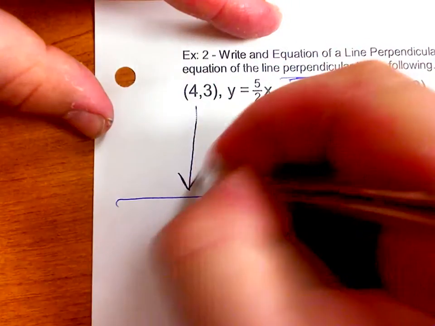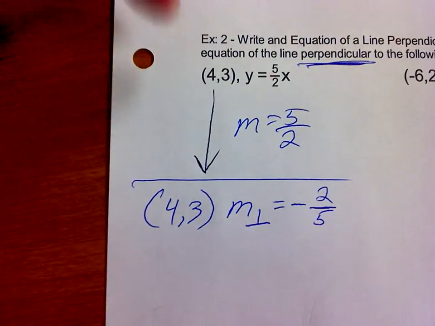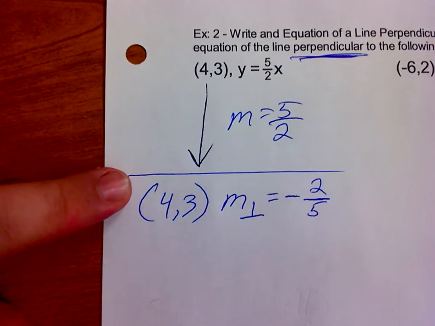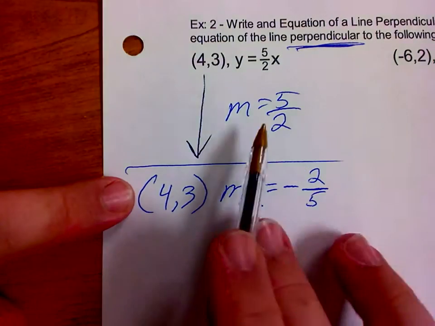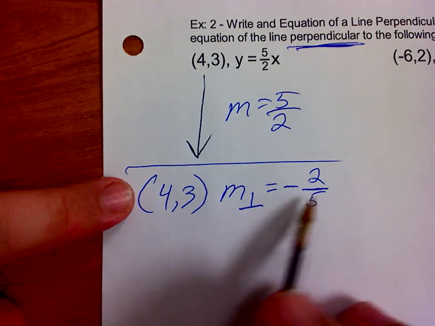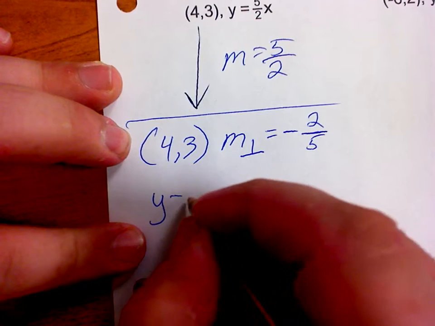Okay, now, besides that little part right there, we're going to bring down our point and do the exact same process we did previously. The only difference is we have to do a little bit of work to get the correct slope for perpendicular lines. But now, since we have point slope, we use point slope form.